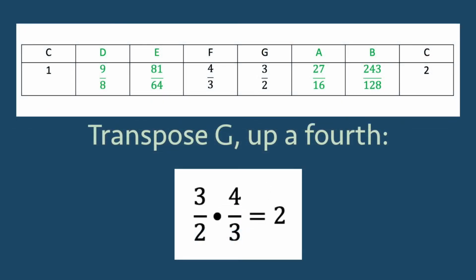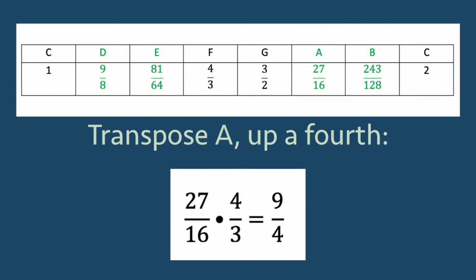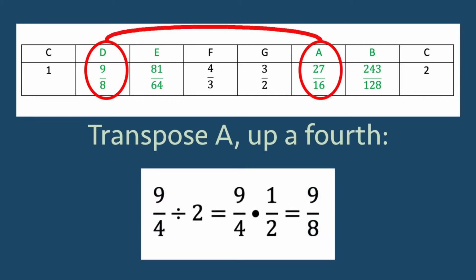For example, we can take the note G and transpose it up a fourth by multiplying by 4/3, and we get 3/2 times 4/3 equals 2. This means we transpose the note G up to C. To see another example, let's see what happens to A. We take 27 over 16, multiply by 4/3, and that equals 9/4. This is greater than 2, so we shift down an octave by dividing by 2. This gives us 9/4 divided by 2, which is equal to 9/4 times 1/2, which is 9/8. This means the note A transposes to the note D.